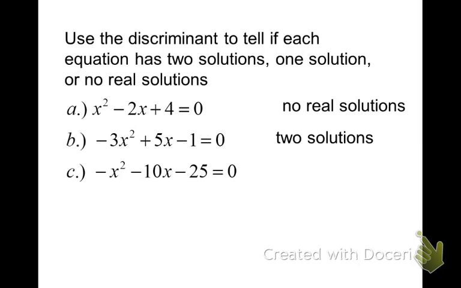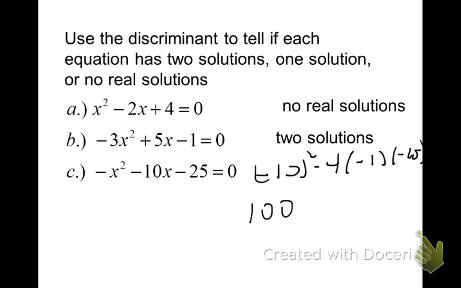And then when we try our last problem here, again, we're going to say b squared minus 4ac, so b is negative 10 squared minus 4 times negative 1 times negative 25, and negative 10 squared is 100, and 4 times negative 1 times negative 25 is 100. So we're going to get 100 minus 100, which is 0, and if it's 0, there's going to be one solution. That means the graph is going to come down and just touch the x-axis in one spot.